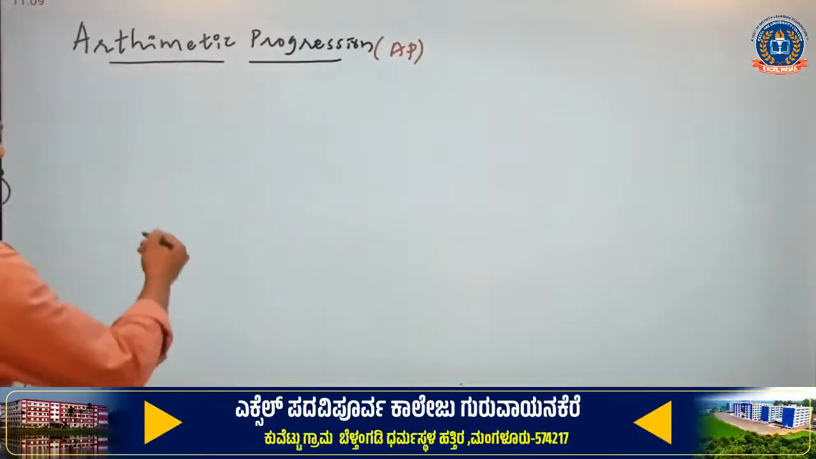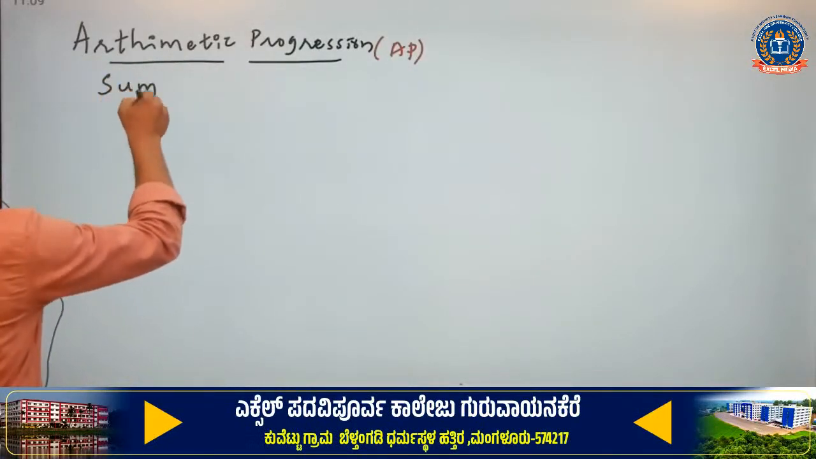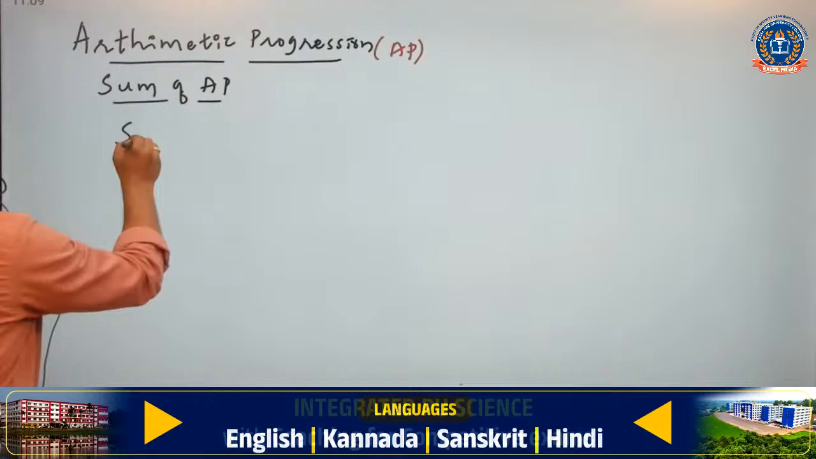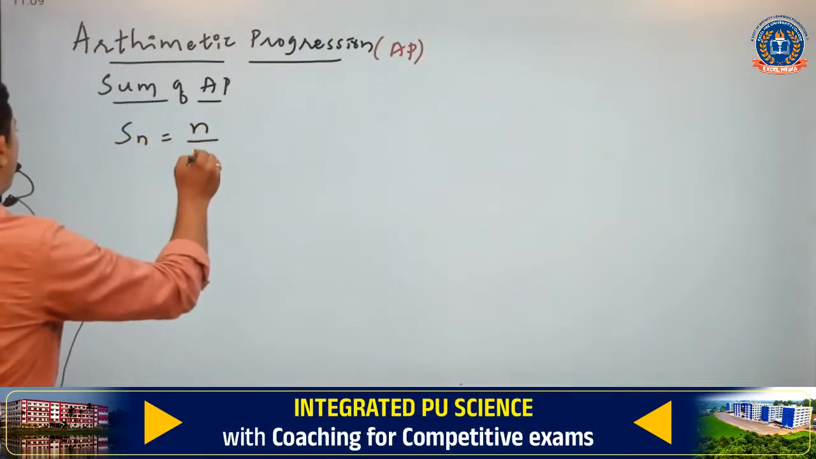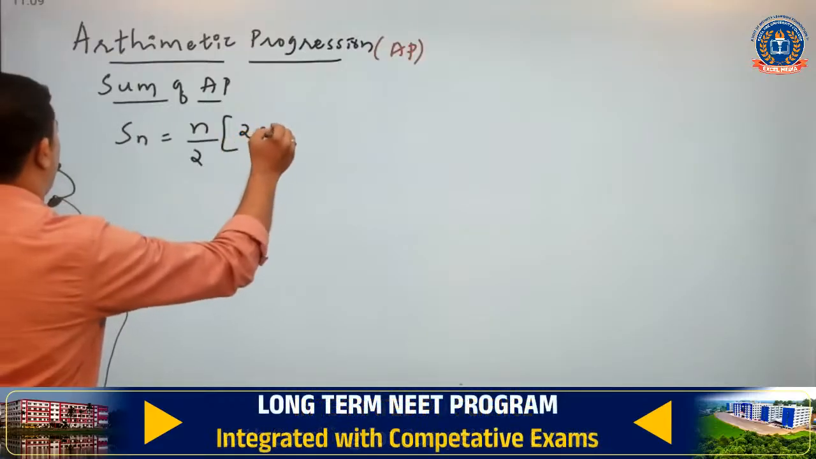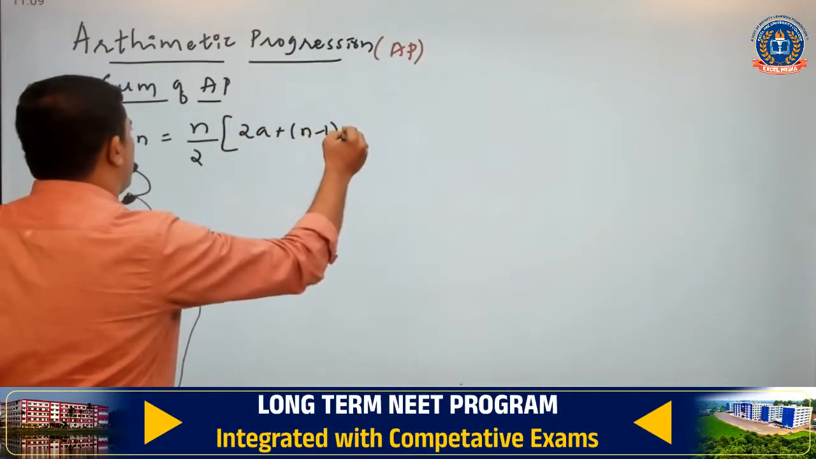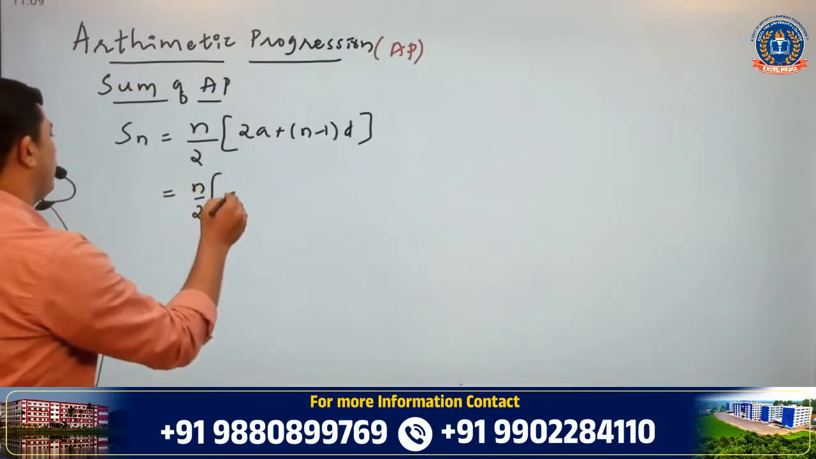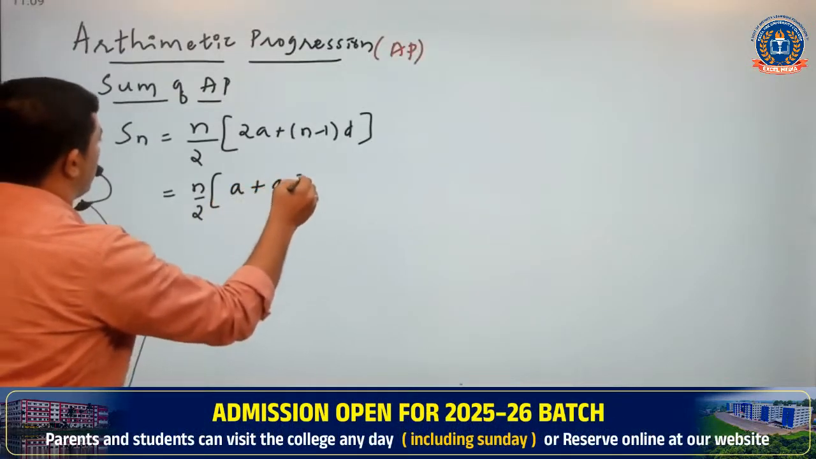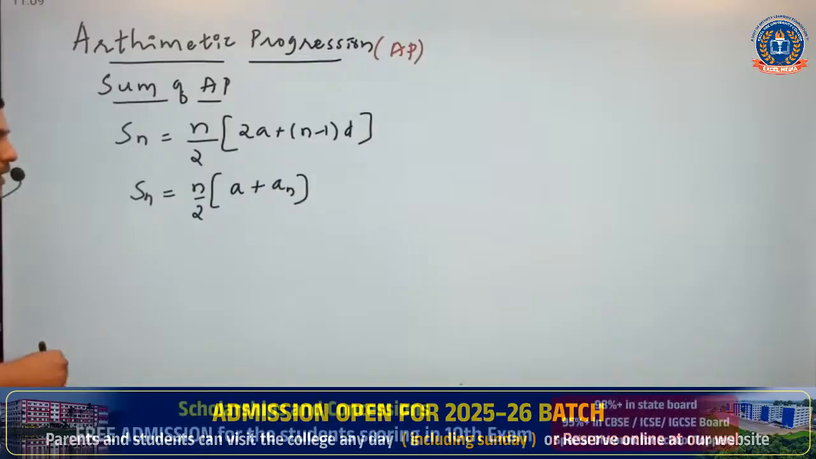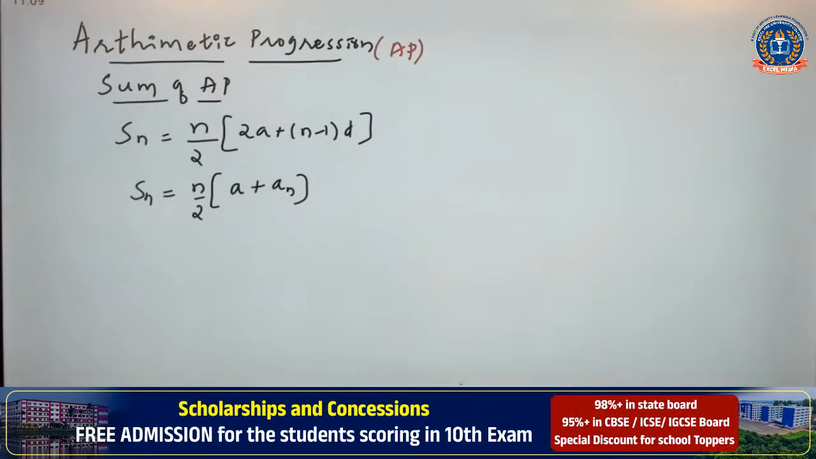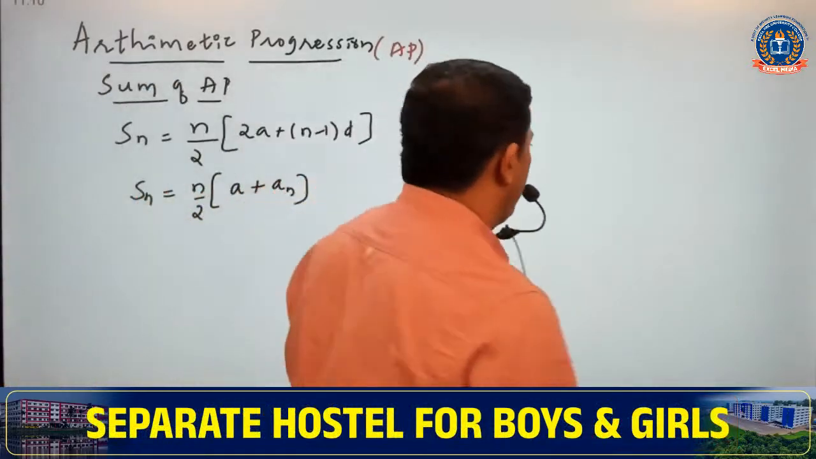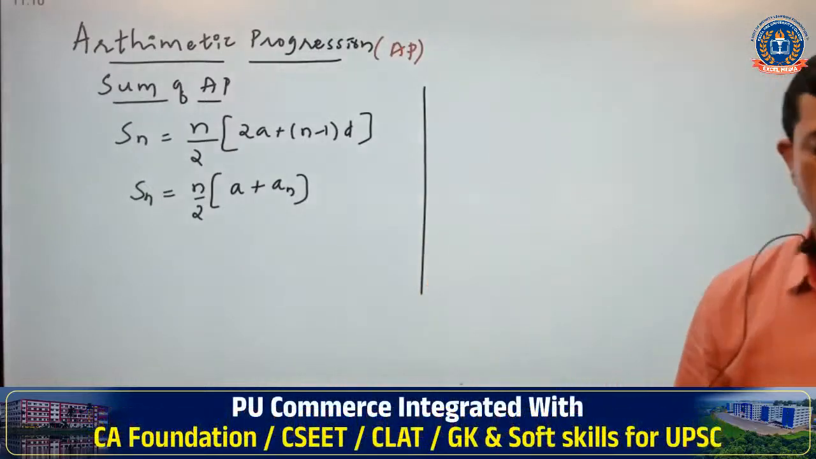Okay, now sum of AP, it is denoted by Sn, and the formula is n divided by 2, 2a plus of n minus 1 into d, or you could still write it as n by 2 times a plus an. An is the nth term and Sn is the sum. So this you have already done. Just copy down as required. We can solve one simple problem here. Write it down.